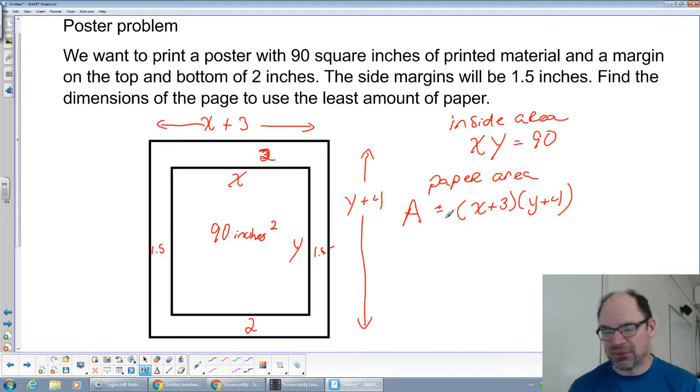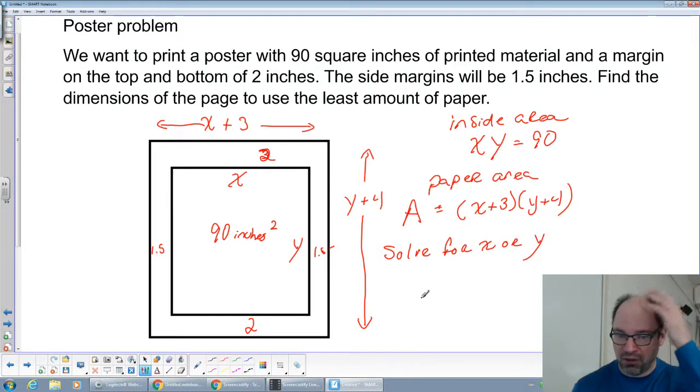But we cannot do that yet. There's two ways we can do this; we have to eliminate an X or a Y. Actually, there are 4 ways we can do it. The first thing we should do is take the inside area equation and solve for one of the variables. I'm going to solve for Y. So Y is going to be 90 divided by X.